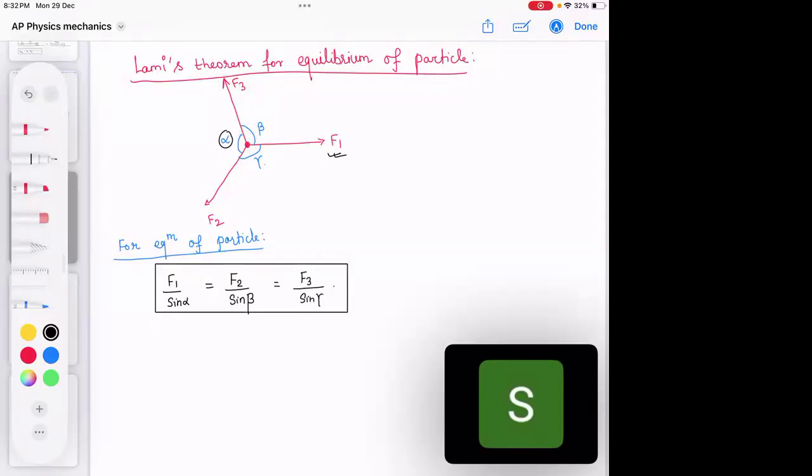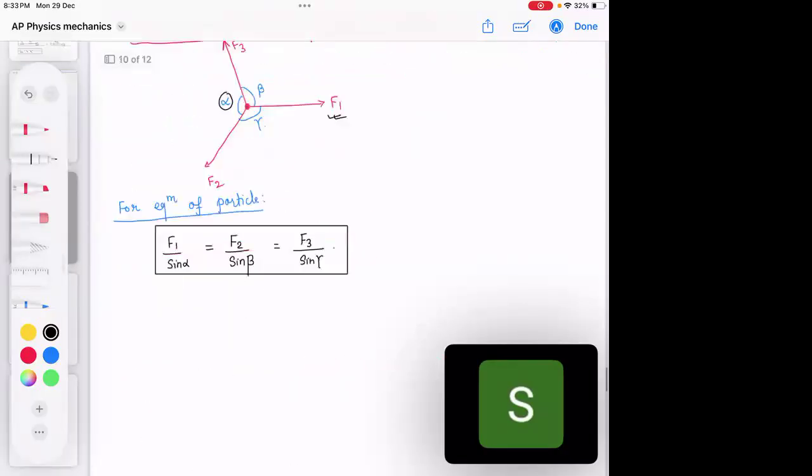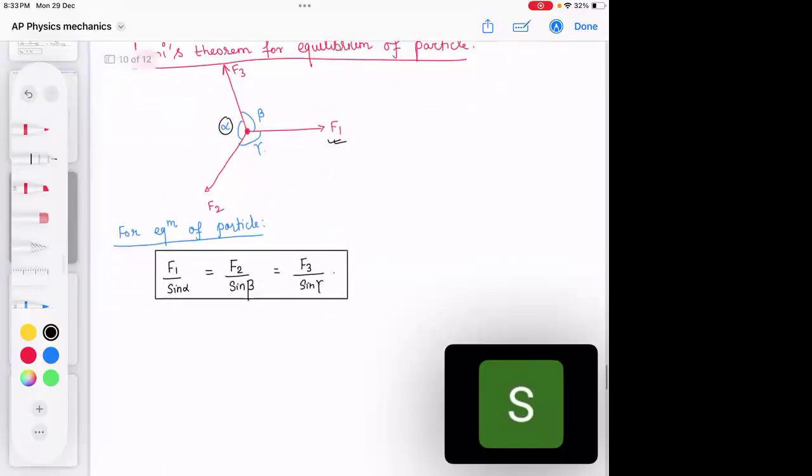We can apply it only if equilibrium of the particle is maintained. And another thing about this condition is what? That the three forces should be there, not more than three forces. If more than three forces come, it is better to apply what? Component method. Okay, so let's discuss a few examples. One or two examples we will solve using Lami's theorem method. Then we will also discuss some questions on the component method. So please tell me, is everything up to this part clear?